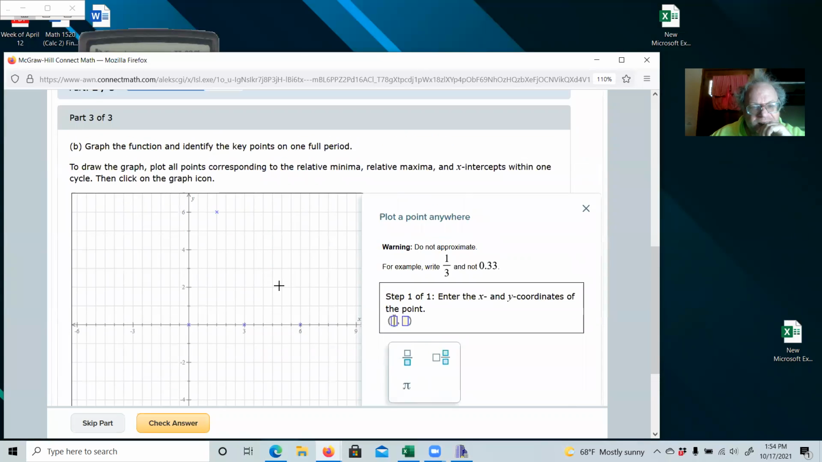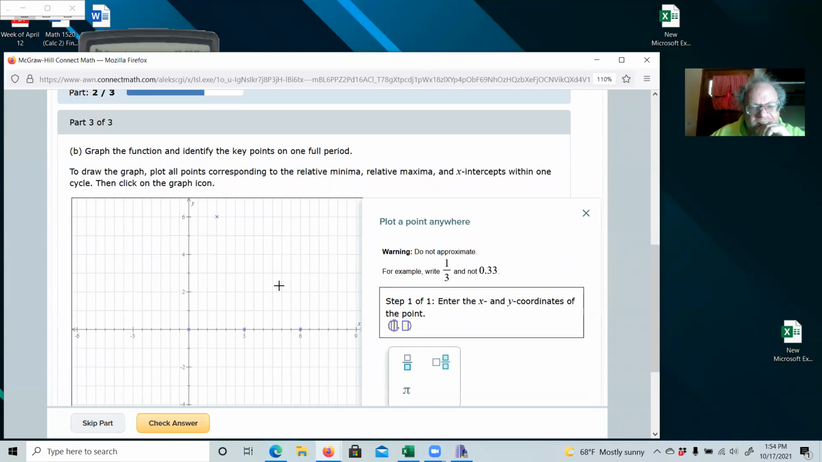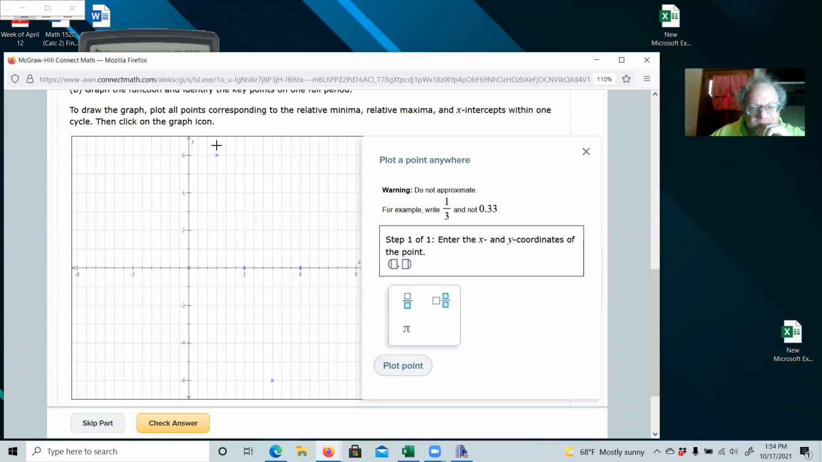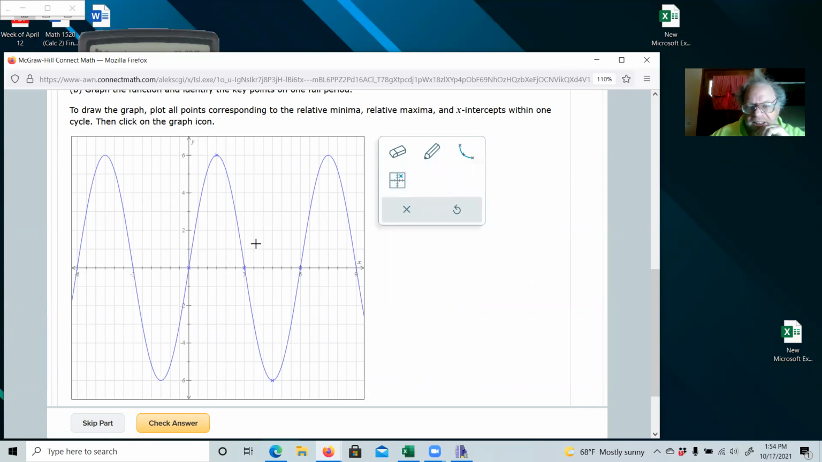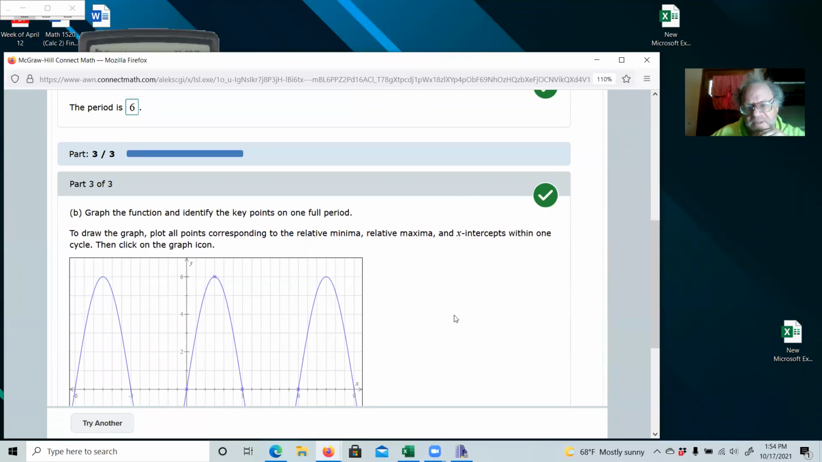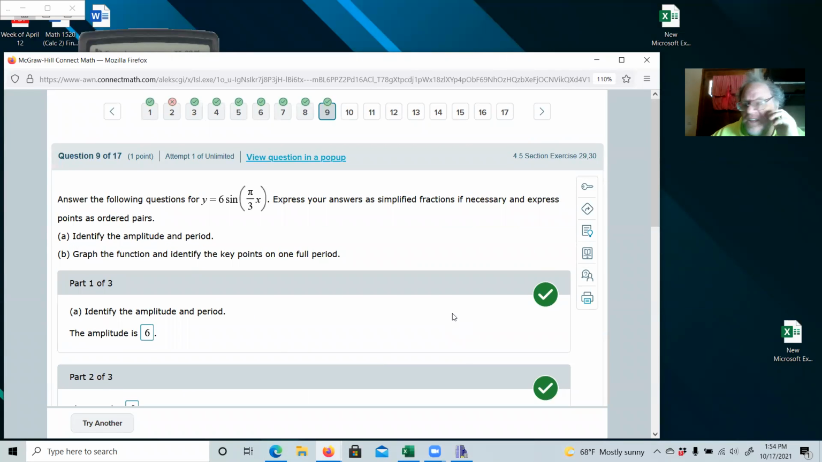Double checking. Yeah. So we got to go from, there we go, x. Let's go ahead and draw that in. Just click it, it'll draw it. Check our answer. And there we go.